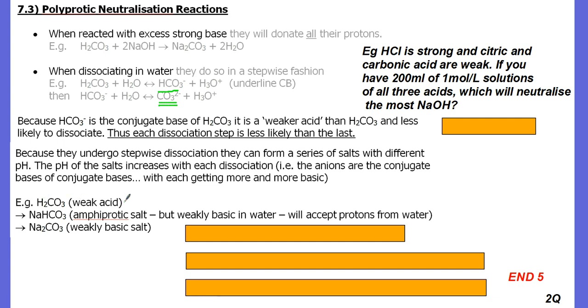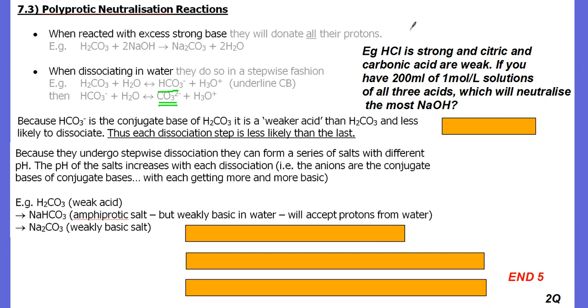So hydrogen carbonate is a weak acid. Sodium hydrogen carbonate is an amphiprotic salt, but it's weakly basic in water. It will accept protons from water. And then sodium carbonate is just a weakly basic salt, but it's a little bit more basic than sodium hydrogen carbonate. And there's a sort of question that's come up a few times to trick students about polyprotic neutralization reactions.